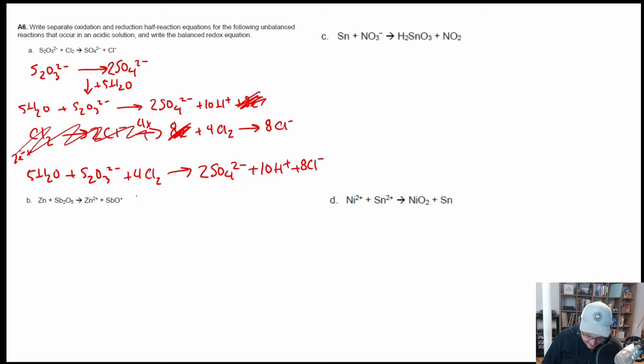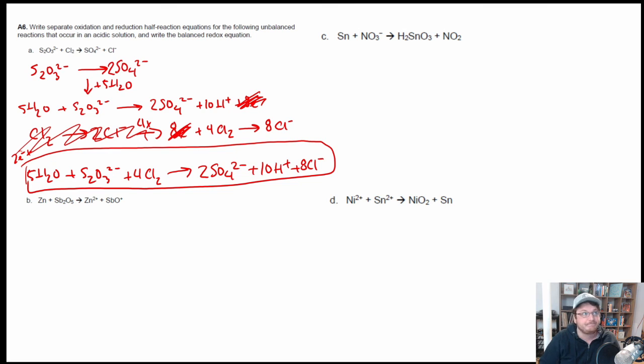In that case, the Cl's balance: 4 Cl2s, 8 Cl's. So that's balanced, the number of sulfurs are balanced, the total number of oxygens are balanced, the total number of hydrogens are balanced, and the most important thing, the charge is balanced. Because on the left side we have a 2 minus, on the right side we have 4 minus from this part right here, 10 plus from this right here, and 8 minus from that right there, so all that adding up together gives us 2 minus. And so everything is balanced. That right there is the balanced equation for that part. So that's the most straightforward way to approach this part in these scenarios.